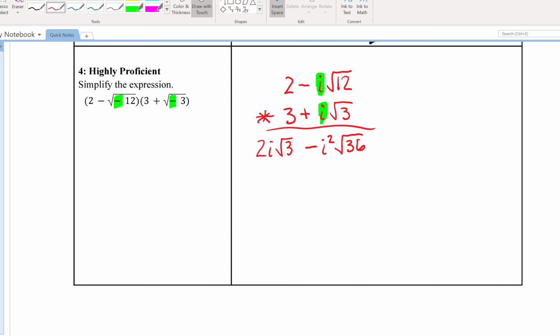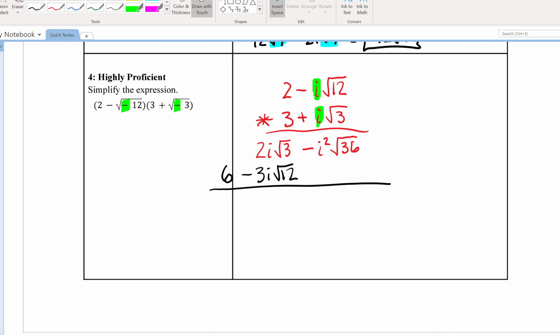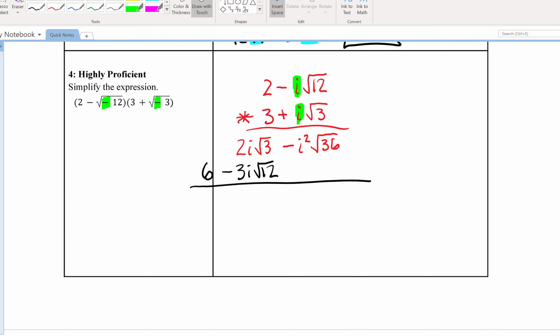So I did these two multiplications here and then here. And now I'm going to do the 3 to both of these, there and there. So 3 times negative i root 12. And that'd be negative 3i root 12. And then 3 times 2, which would be 6. And now I've got those four products, and I'm going to want to simplify each of those to see what I can do. So 6 is just what it is.